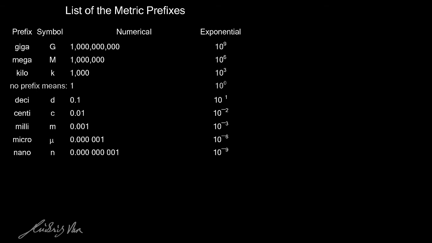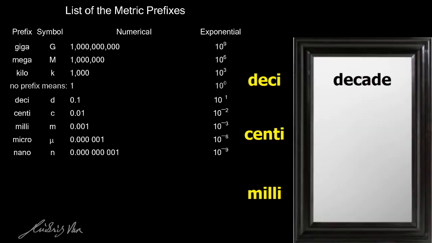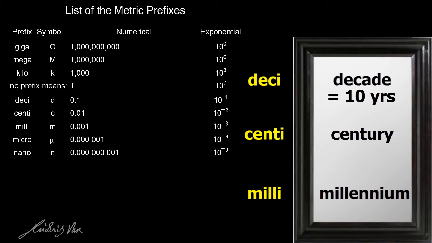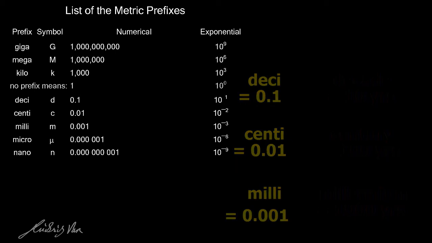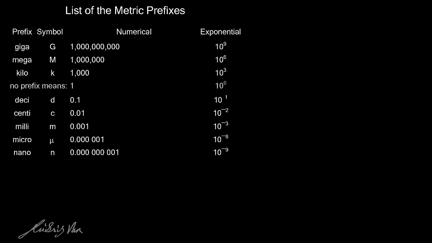The best way is to see deci, centi, and milli as the opposite of decade, century, and millennium. Decade is 10 years, century is 100, and millennium is 1000 years. So deci will be 10 times less than 1, centi is 100 times less than 1, while milli is 1000 times less than 1. This might be the best way, but it might not be the easiest way to remember for little kids.